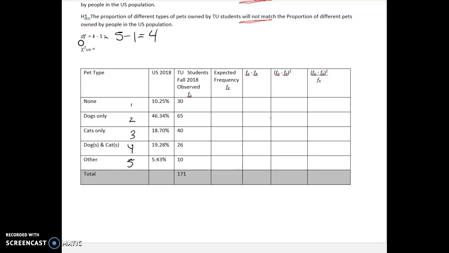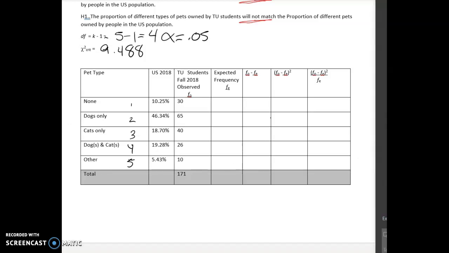So in order for us then to find our critical value against which we will evaluate our obtained chi-square, we need to go into the table in our textbook. We will use, as usual, alpha equals 0.05. So go to the column that says 0.05 level, scroll down to the degrees of freedom, which is 4, and that's going to give us a chi-square critical value of 9.488.